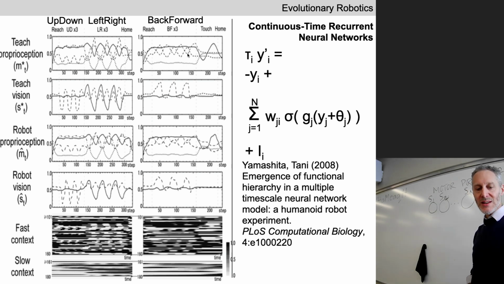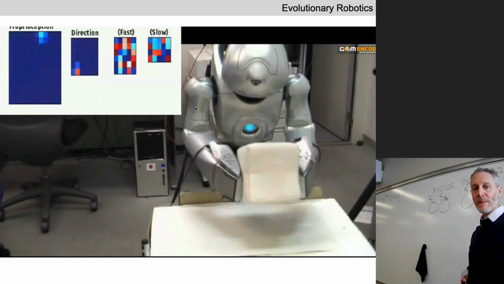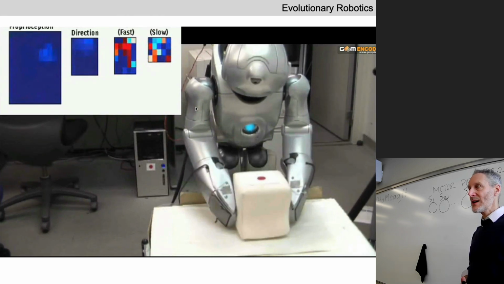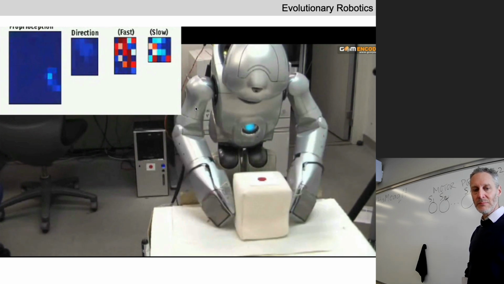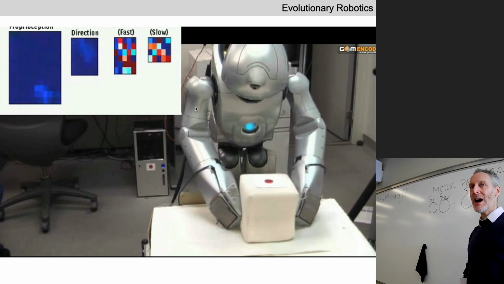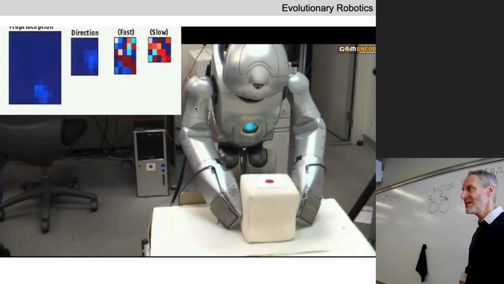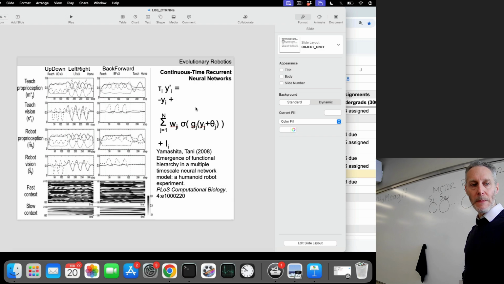So this is the data corresponding to this video. The robot is feeling its proprioceptive sensors going up and down 3 times. And then it feels its proprioceptive sensors again going up and down 3 times in a different way. That's proprioception.